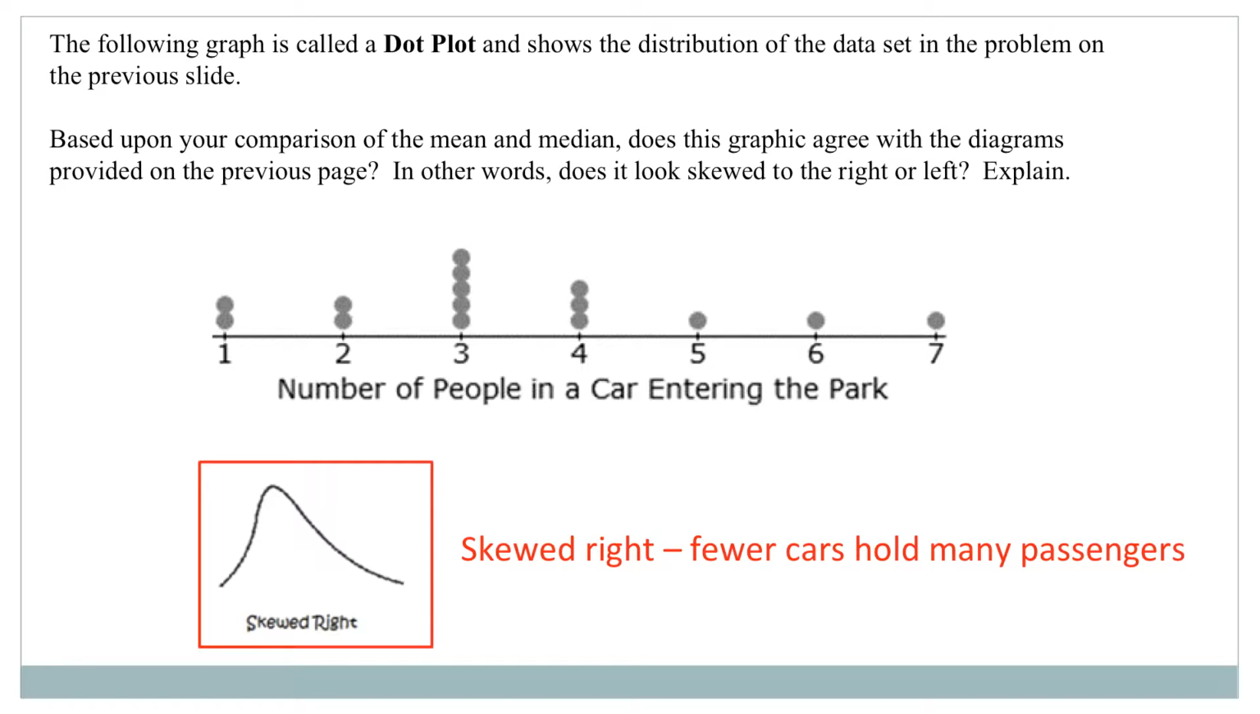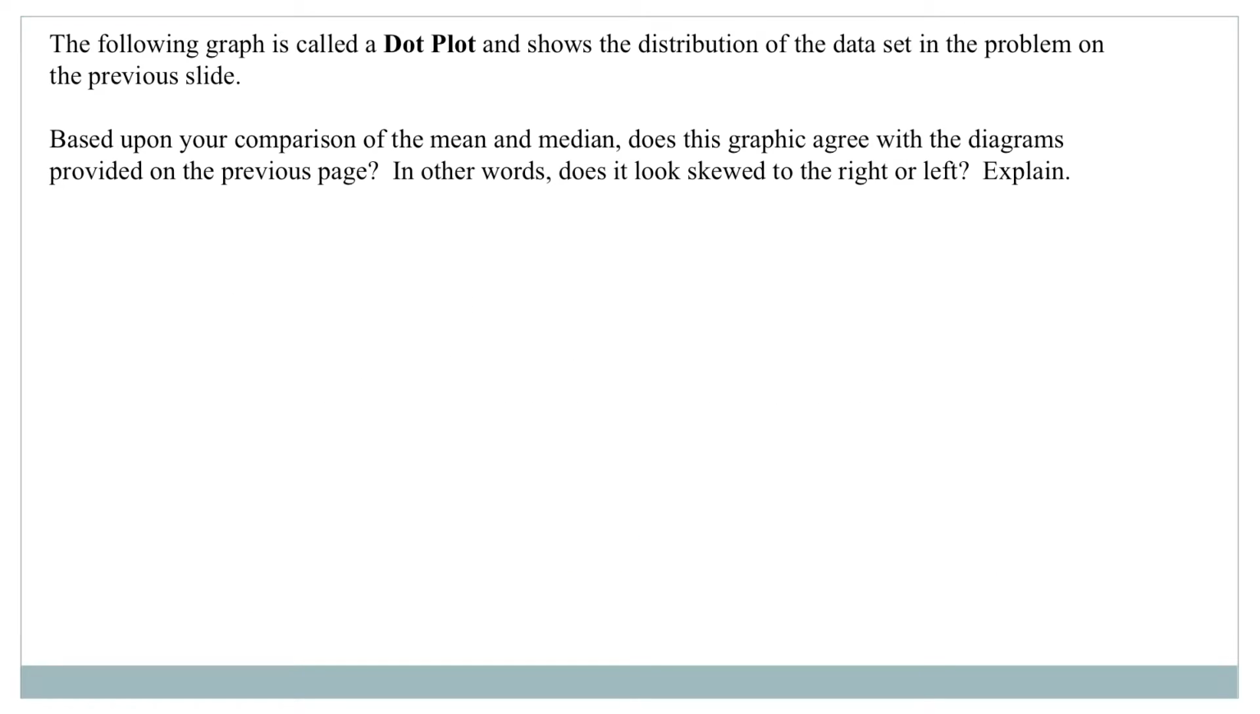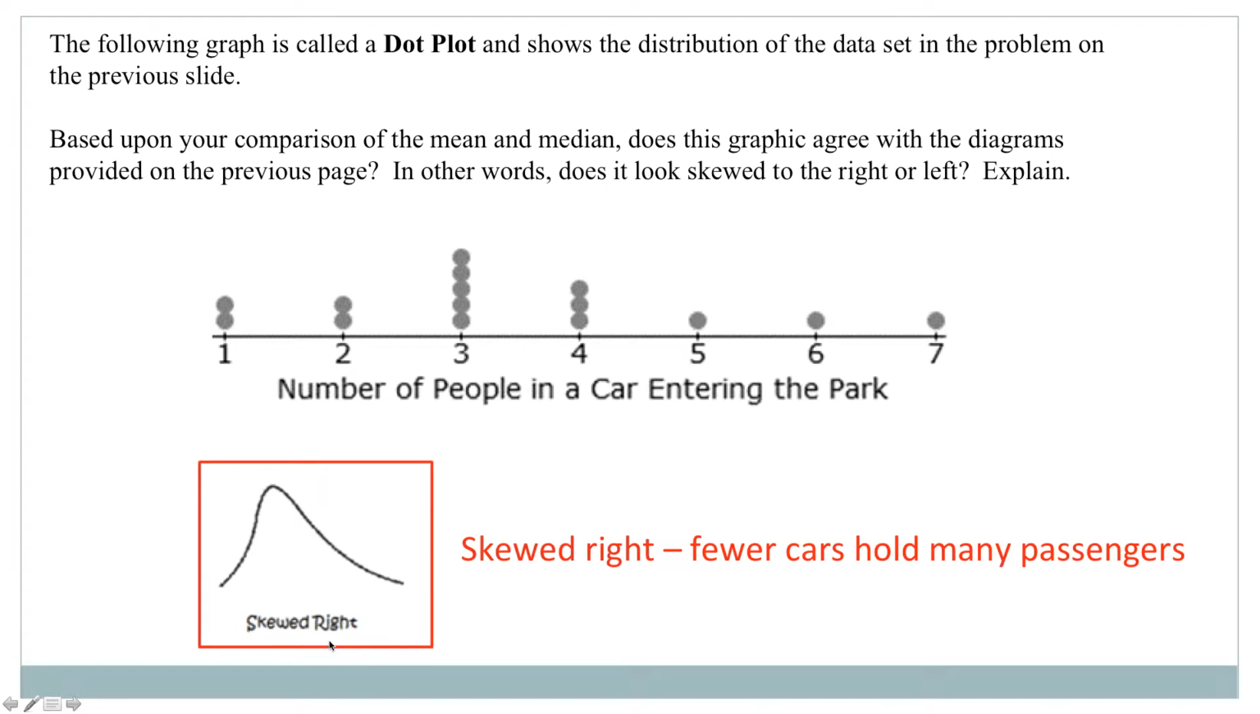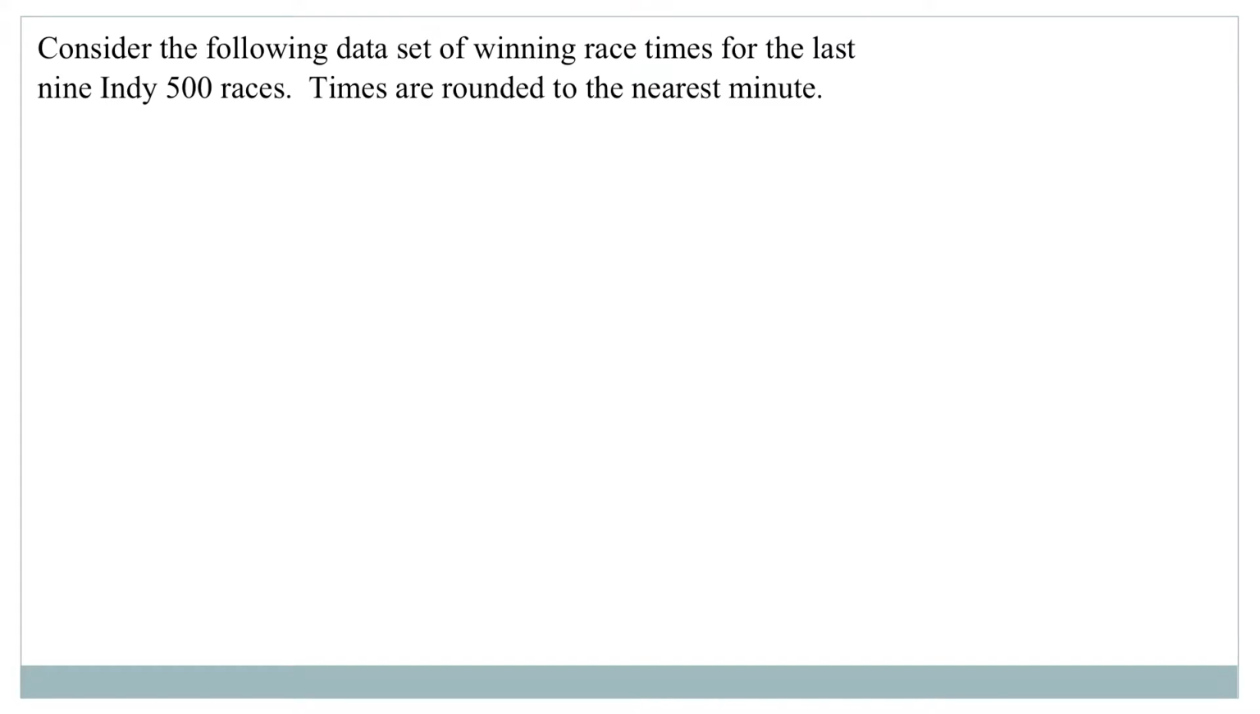We decided that based on our data, the mean, if we look back for a minute, our mean was larger than our median. So our data was skewed right, and the dot plot does confirm that. Now let's take a look at just one last example here. So let's look at the following data set.